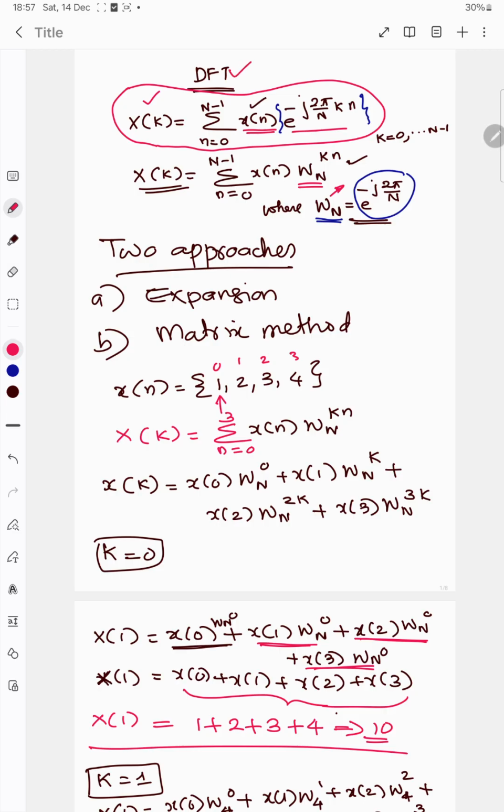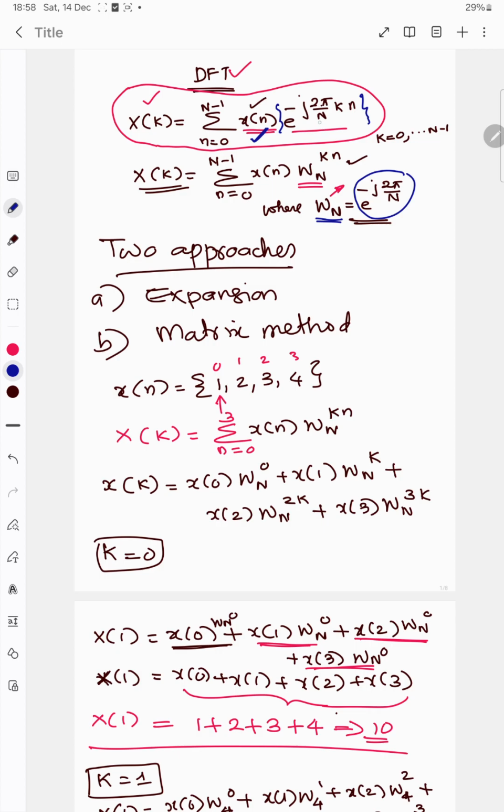Basically, the DFT is defined for a given input sequence x of n. It is defined as the sum from n equal to 0 to N minus 1 of the given function x of n multiplied by e to the power minus j 2 pi by N kn. Now there are two variables here. The variable n ranges from 0 to N minus 1, and the value of k also ranges from 0 to N minus 1. X of k is the DFT, the Fourier transform of the sequence, whereas x of n is the input, the discrete time input.